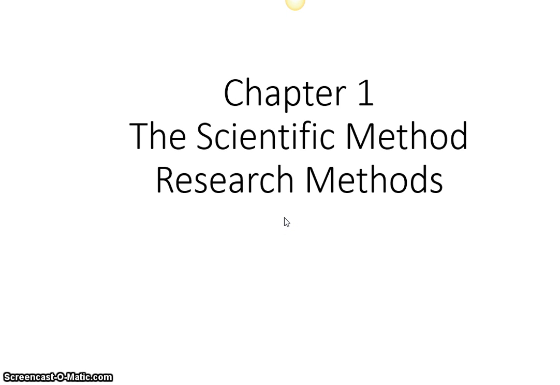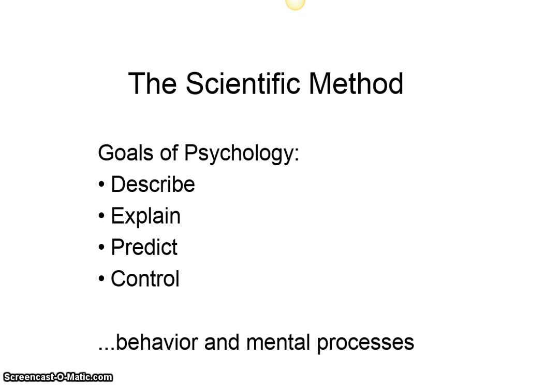Chapter 1, the Scientific Method and Research Methods. As we recall, the definition of psychology is the study of behavior and mental processes, and the scientific method is how we research the behavior and mental processes. So the goals of the scientific method in psychology are to describe, explain, predict, and control behavior and mental processes.